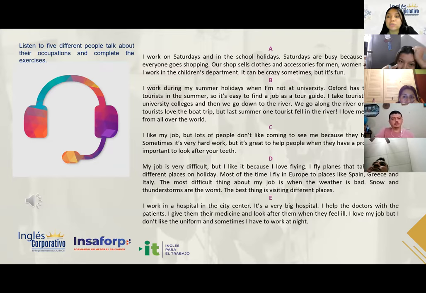Thunderstorm. Okay, what is thunderstorm? Where? In paragraph A, B, C, D, E? Letter D. It's the pilot. It says, when the weather is bad, and thunderstorm, truenos, esas lluvias que vienen con truenos. Las lluvias que tenemos aquí en nuestro país por veces. Es como las tormentas que son bien fuertes, que traen bastantes truenos y relámpagos. The thunderstorms are the worst. Son las peores. So, thunderstorms, tempestad, lluvia súper fuerte, donde hay relámpagos, truenos, etc.